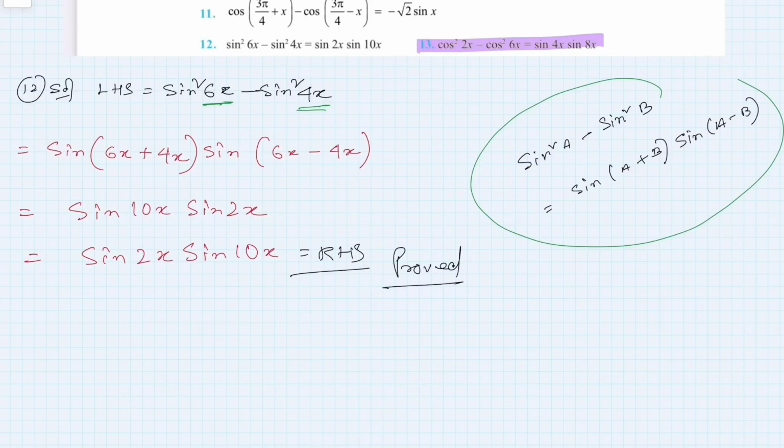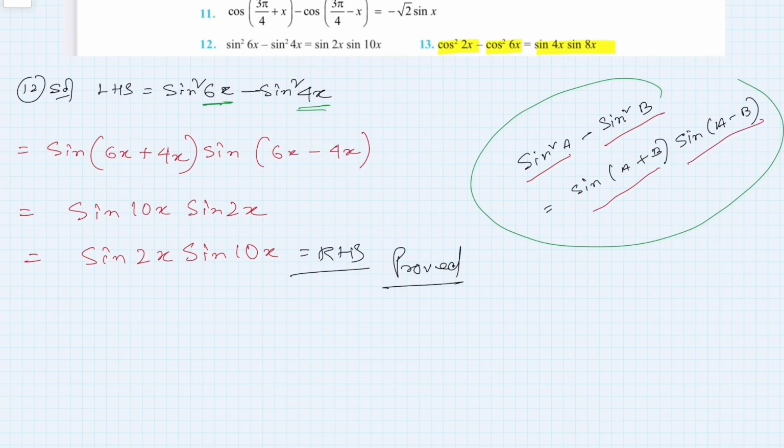Okay, so pause the video and note it. Now let me solve question number 13. Here cos square 2x minus cos square 6x is equal to sine 4x sine 8x. So here also, you see, sine square A minus sine square B is equal to sine of A plus B into sine of A minus B.